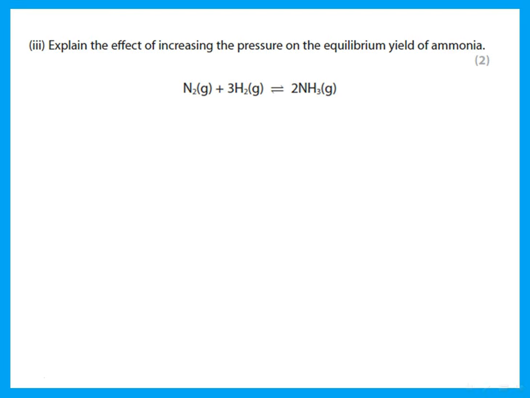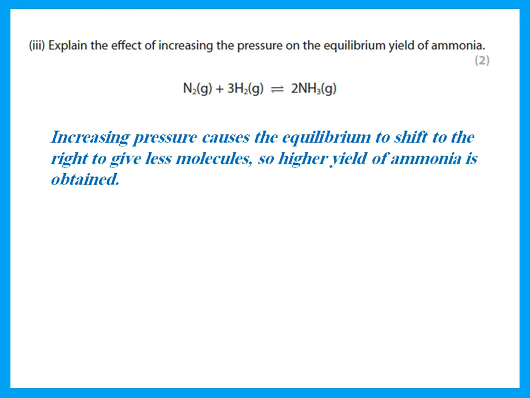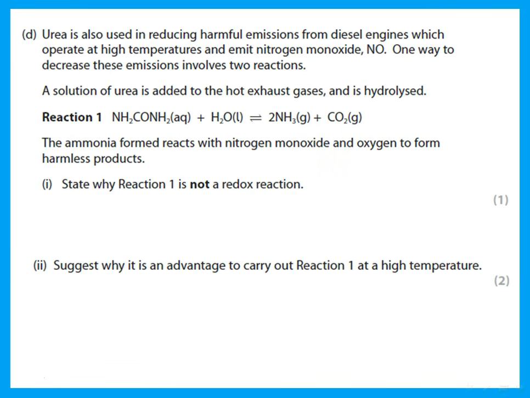Explain the effect of increasing the pressure on equilibrium yield of ammonia. Okay, in this equation, if I increase the pressure, what happens? You should realize that increasing the pressure causes the equilibrium to shift to the side that has fewer molecules. So in this case, it will shift to the right, or it will go forward. So a higher yield of ammonia would be obtained.